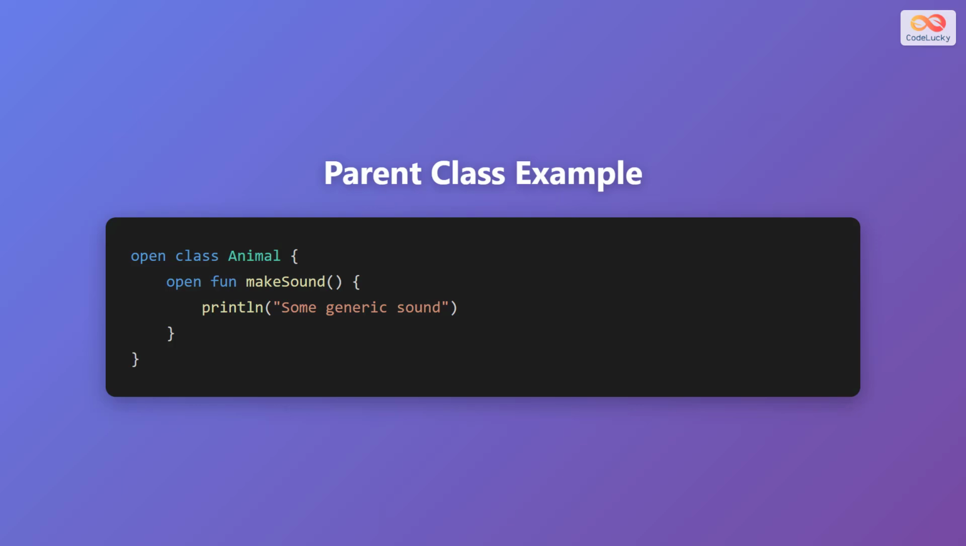Let's start with a simple parent class. Here we have an animal class marked with the open keyword. Inside, there's a method called makeSound, also marked as open. This method prints a generic sound message. Notice that both the class and the method must be open, otherwise they cannot be overridden by subclasses.